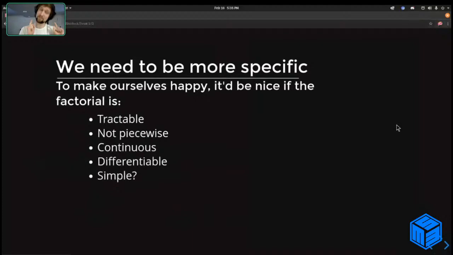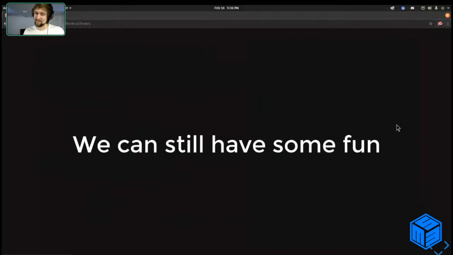First of all, I would really like to be able to compute with it to begin with. And not piecewise is a big one. If you're doing proofs and things like that, piecewise functions get kind of heavy to deal with. And then there's also some quality of life things, like maybe it's continuous, maybe it's differentiable, or simple, possibly. If it only takes me a few strokes of my pencil to write it down, I'll be happy. But we can still have some fun.